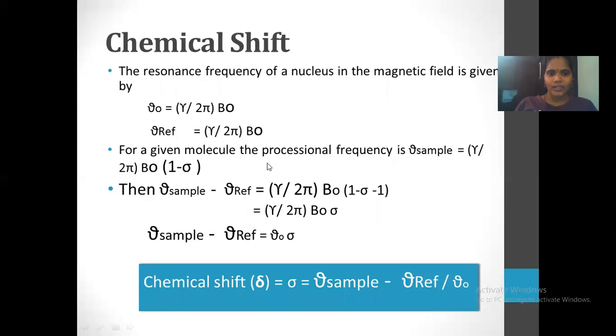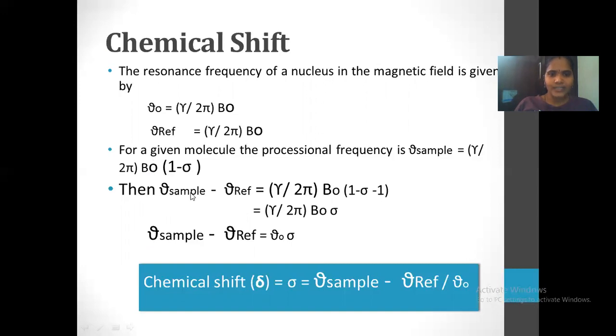So, in order to calculate the sample effect, the effective magnetic field experienced by the nucleus and its frequency, we use this formula: mu sample is equal to gamma by 2 pi into B naught. It is not experiencing the actual B naught, but it is experiencing B naught into (1 minus sigma).